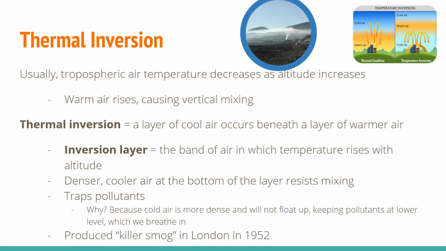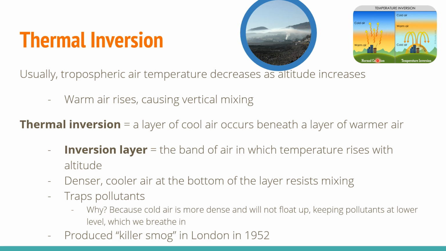Let's talk about a concept called thermal inversion. So thermal is heat, inversion means to switch around. In general, in the troposphere that we are in right now, as we increase in altitude, the temperature decreases. And also in general, warm air is lower in density, so it's going to rise, causing vertical mixing. In urban areas, with all the buildings and all the structures, the temperature in the city is a couple of degrees warmer than in rural areas.